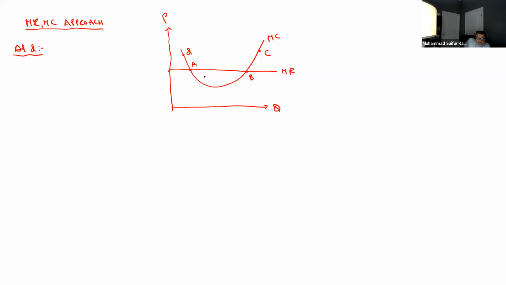At D, this is basically an output level. Let's call it Q1. At this output level, you can see that your marginal cost is greater than marginal revenue. What does it mean? So at output level Q1, your marginal cost, the extra cost associated with your production, is greater than the extra revenue that you get. So this is clearly not a profit maximizing situation, right?